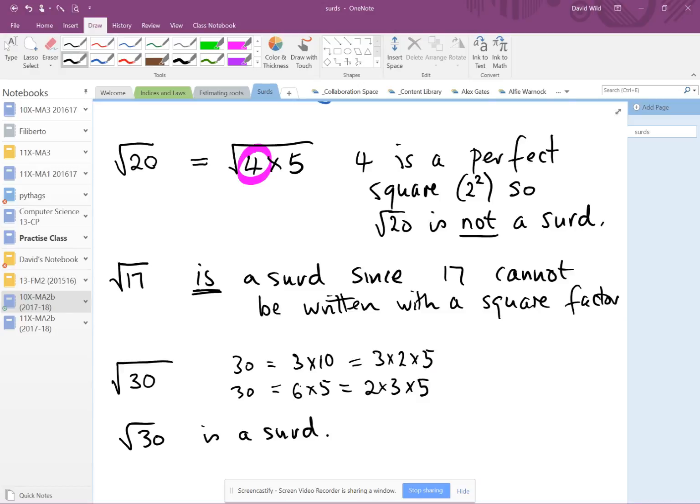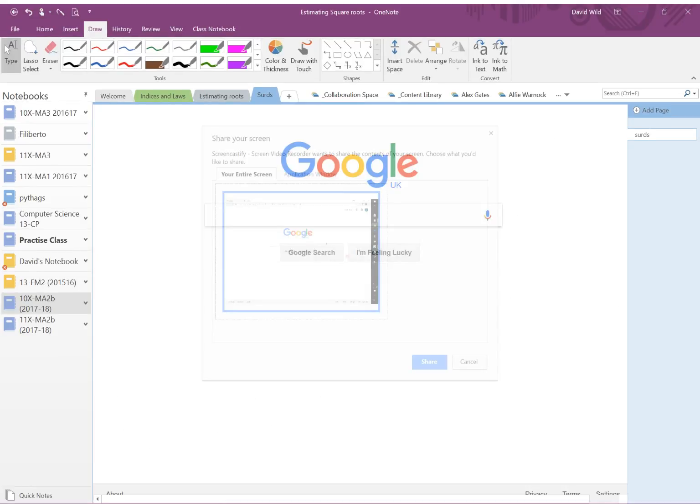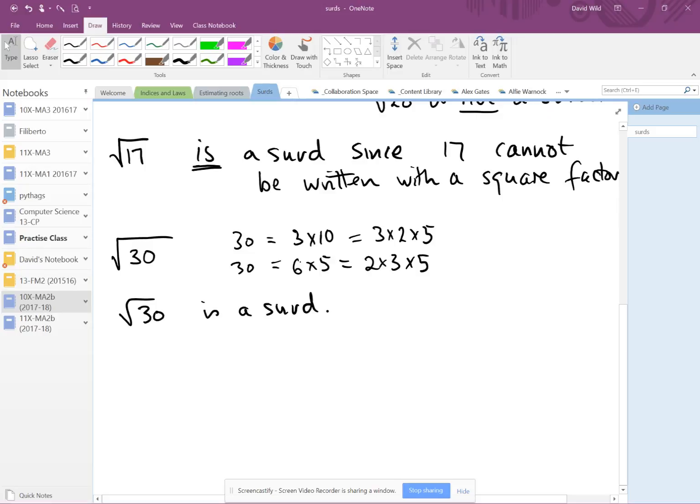All right? So you have to know the square numbers. You have to know your square numbers. Hence, that's why we went and wrote them on the screen. Scroll down the page a bit. Any questions? All right. Okay.